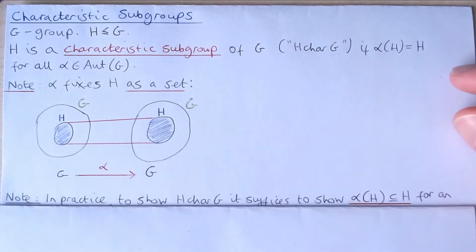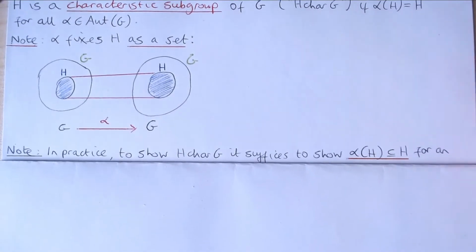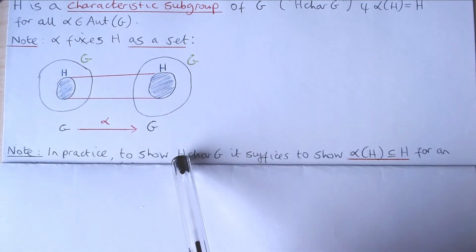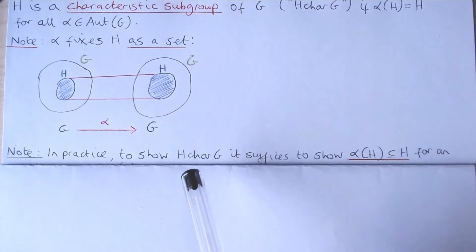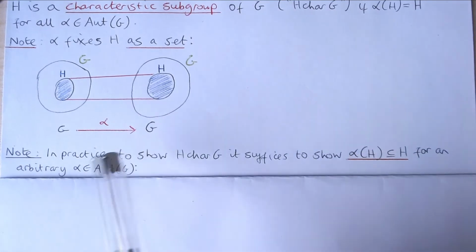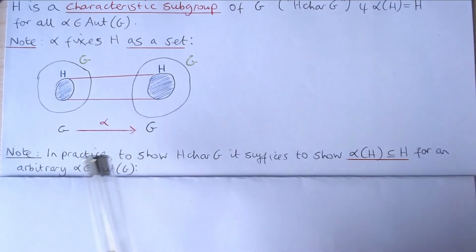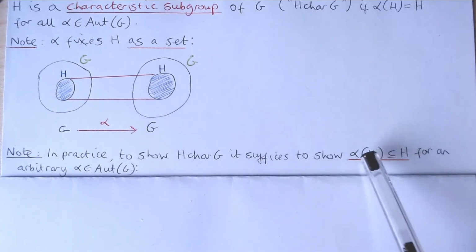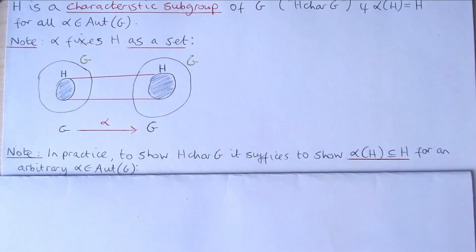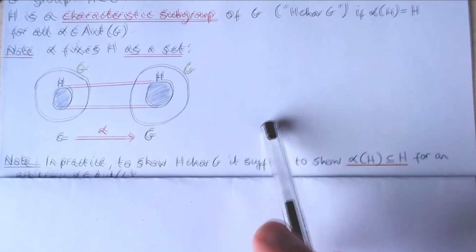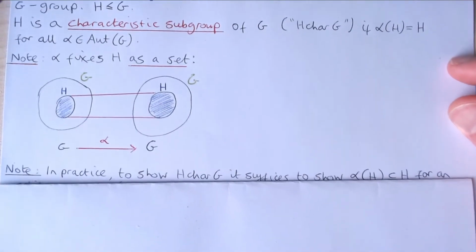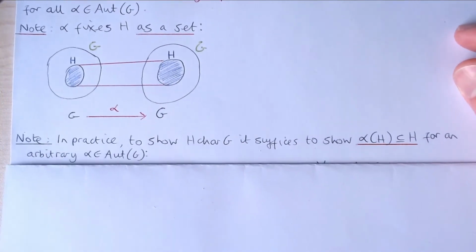We first note that in practice, if we have a subgroup H of a group G and we want to show that H is characteristic in G, it actually suffices to show this weaker condition: that for an arbitrary automorphism of G called alpha, we have that alpha applied to the subgroup H is contained in the subgroup H. So on the surface, this looks like a weaker condition than this, but we will argue as follows that it's actually equivalent.